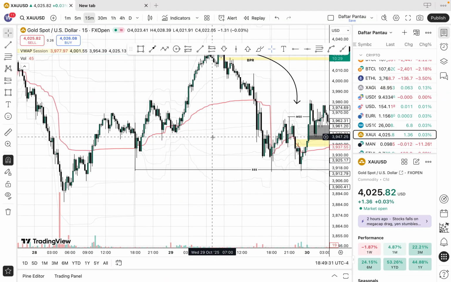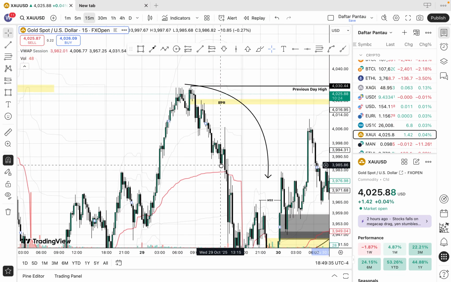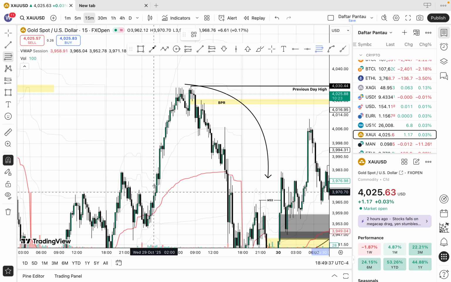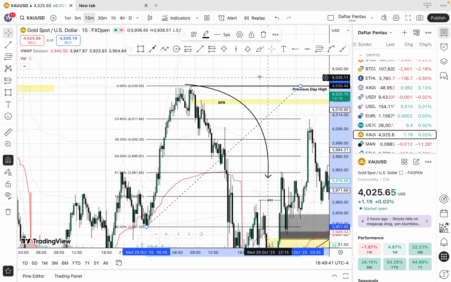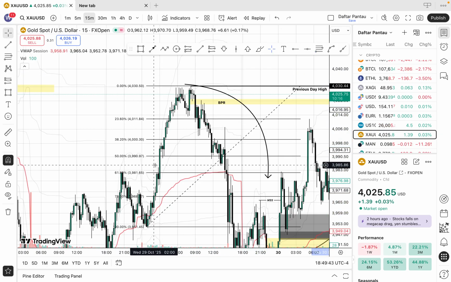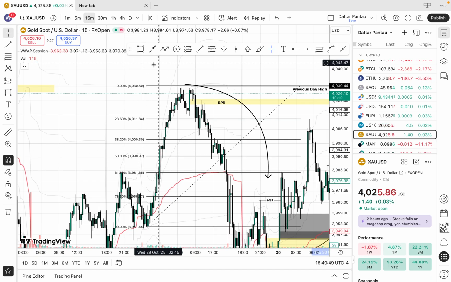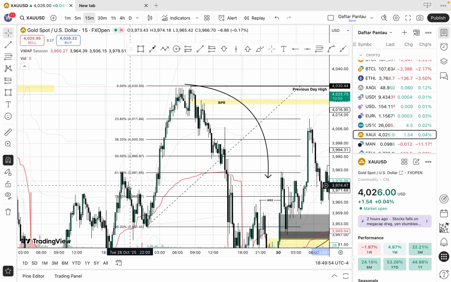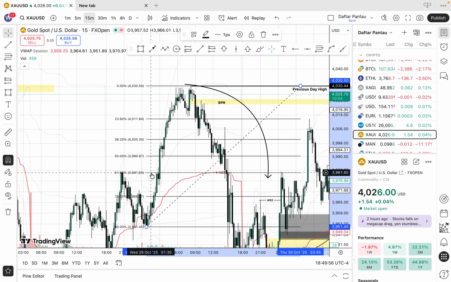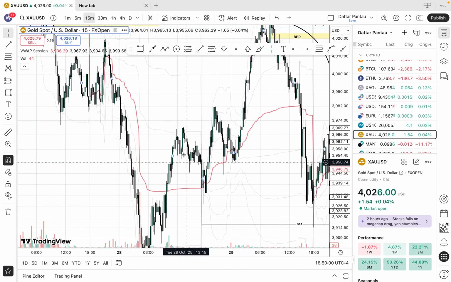So what is the premium and discount array? It is where we determine the price using the Fibonacci retracement, and when the price is below the 50%, it is at a discount, and above the 50% is the premium. This is the premium zone, and this is the discount zone, right? So how do we combine that with the fair value gap concept?